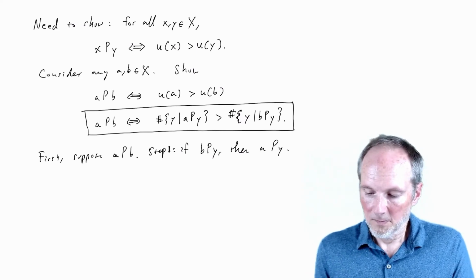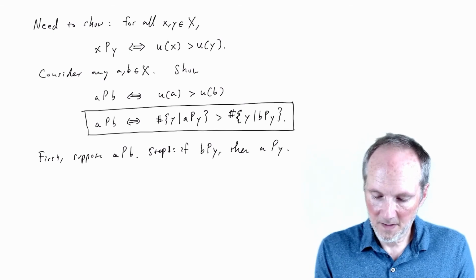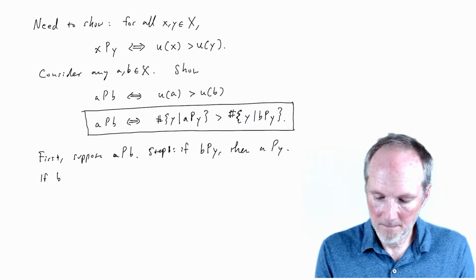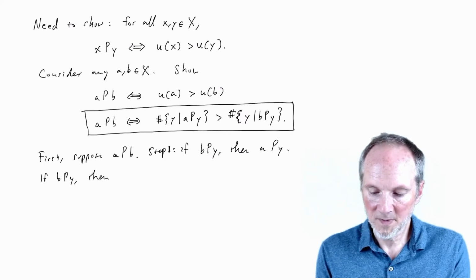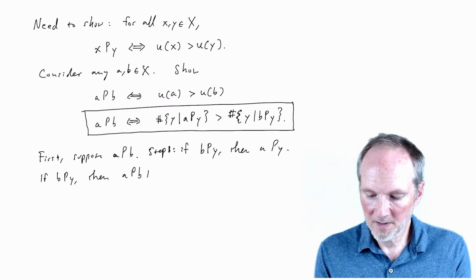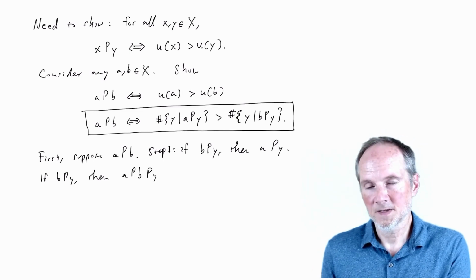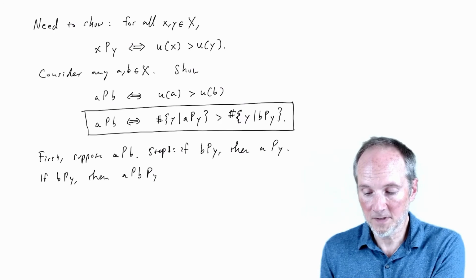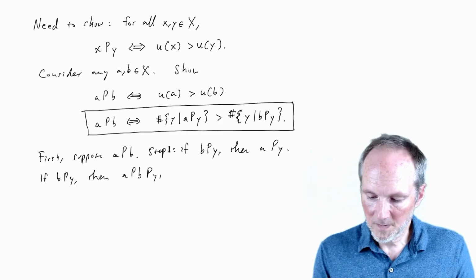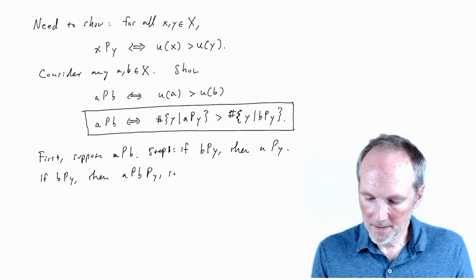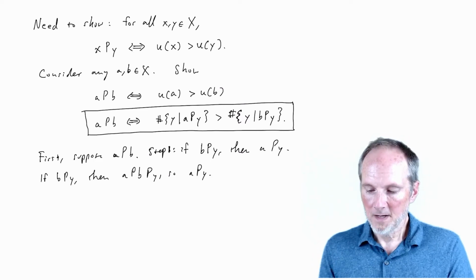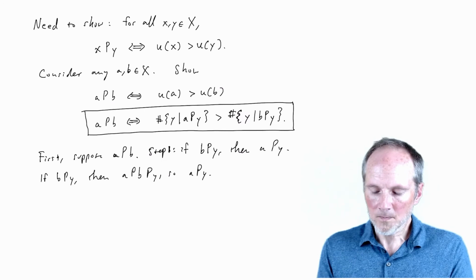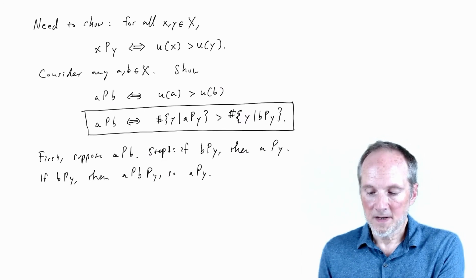Well, that's actually pretty quick work, right? If B is better than Y, then, well, we're assuming that A is better than B. B is better than Y. Since P is a weak order, it's transitive. So that tells us that A is better than Y. Okay, so anything that's worse than B is also worse than A.